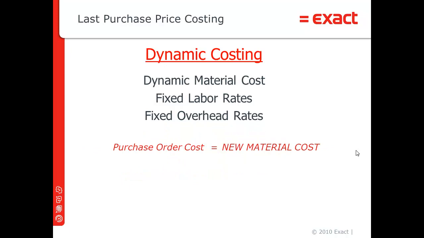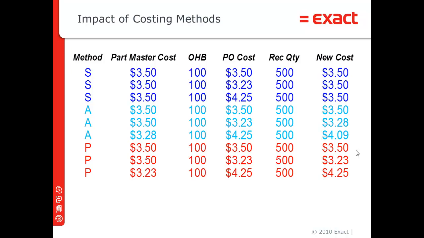Next is last purchase price costing. This is another dynamic costing method where you have a dynamic material cost, fixed labor rates, and fixed overhead rates. So the purchase order cost then equals the new material cost. In this diagram you can see the costing method, S for standard, A for average, and P for last purchase price, and the resultant new cost after the calculation has been performed.